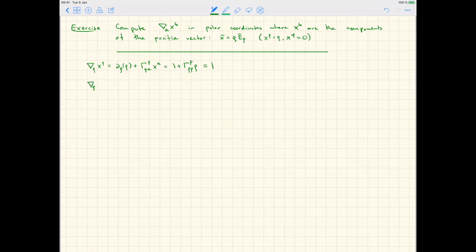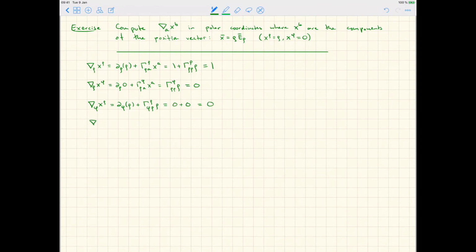For ∇_ρ x^φ, the definition gives us ∂_ρ acting on 0 plus Γ^φ_{ρa} x^a. And here the first term vanishes and we are left with Γ^φ_{ρρ} times ρ, which is equal to 0 because the Christoffel symbol is equal to 0. Continuing with ∇_φ x^ρ, this is equal to ∂_φ acting on ρ plus Γ^ρ_{φρ} times ρ. And here both terms are equal to 0, the first because ρ does not depend on φ, and the second because the Christoffel symbol is 0.